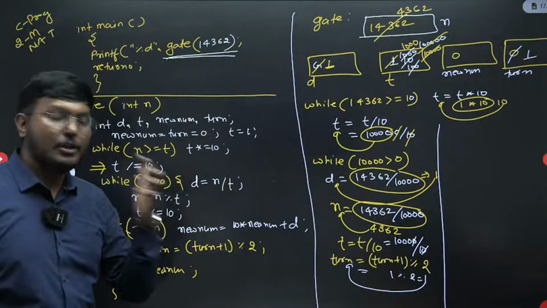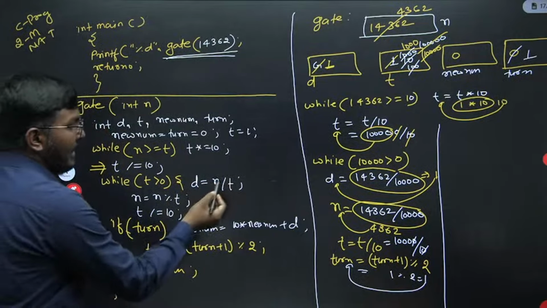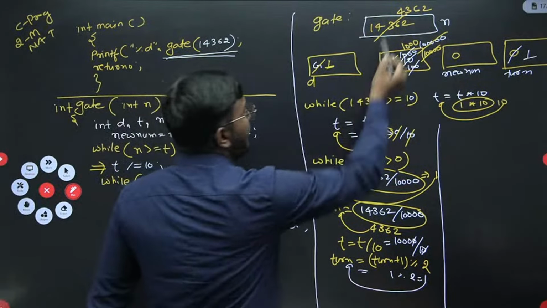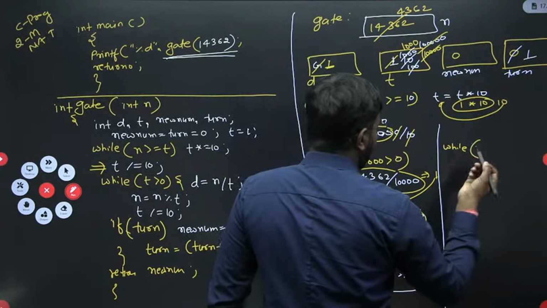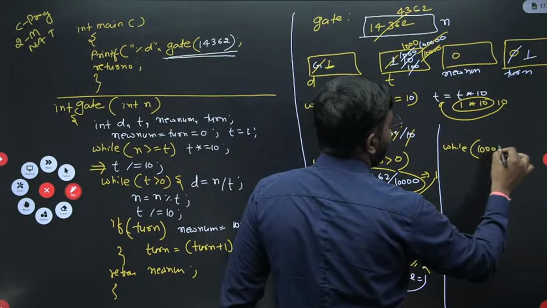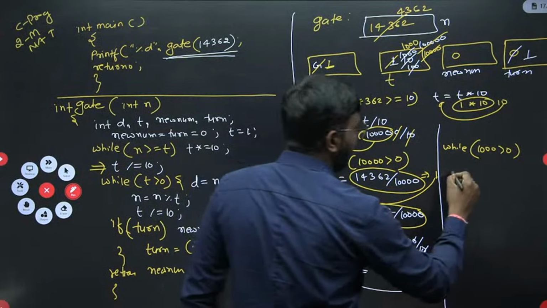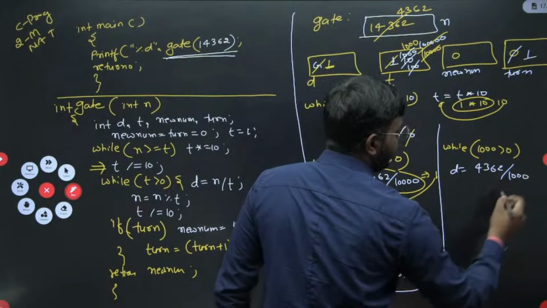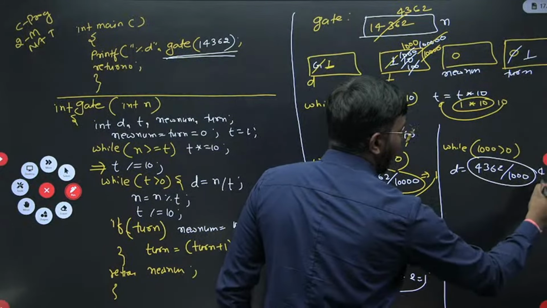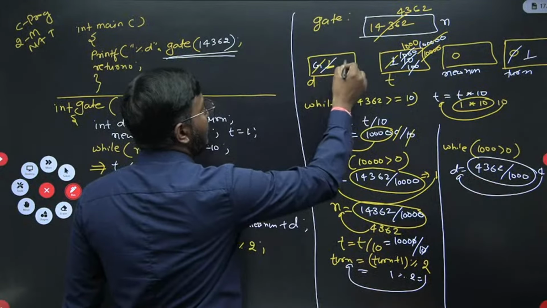Getting my point? So what is the d value here? d equal to n divided by t. The n value is 4,362 here. So the while condition is 1,000 greater than 0. So d will be 4,362 divided by 1,000. The quotient will be 4 only. Update this 4 to d. Now d is updated to 4.